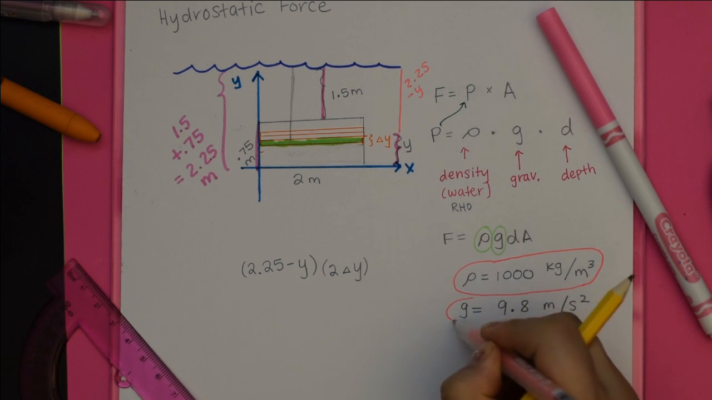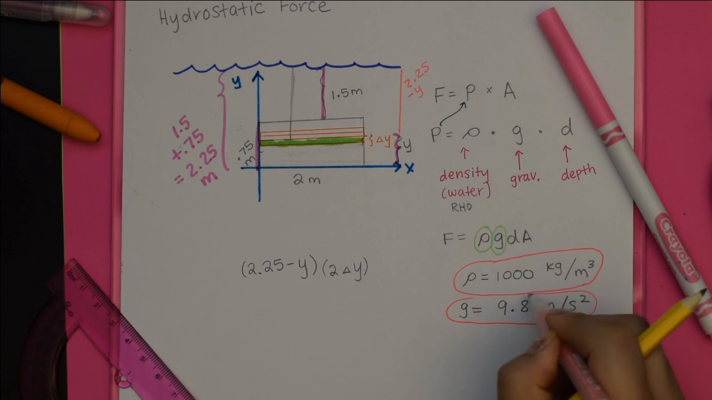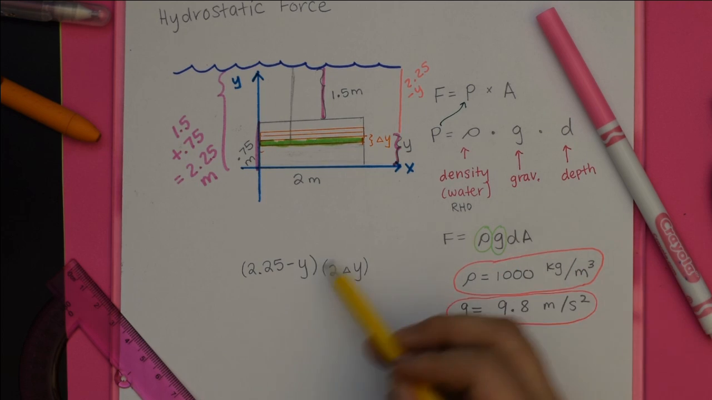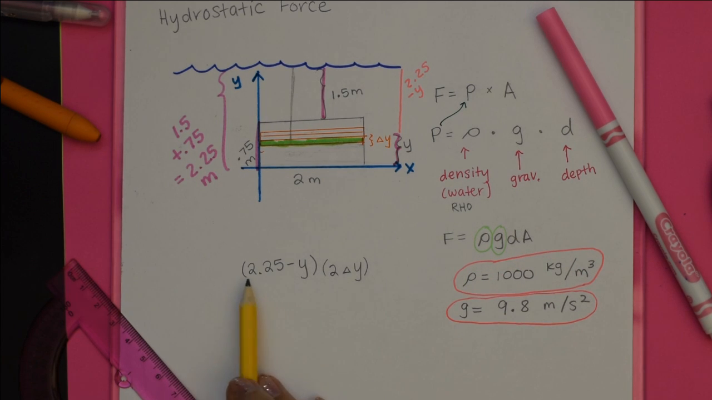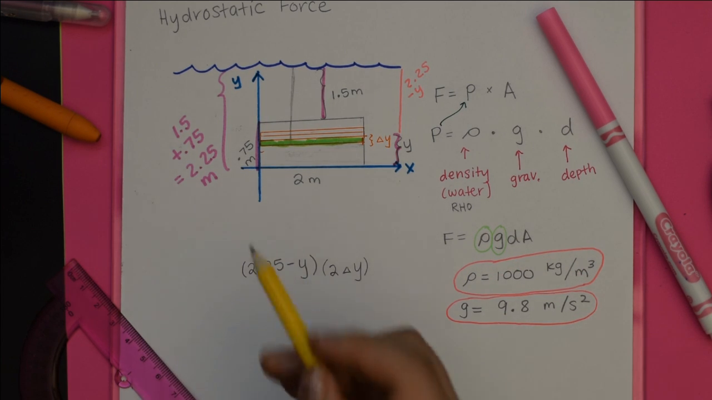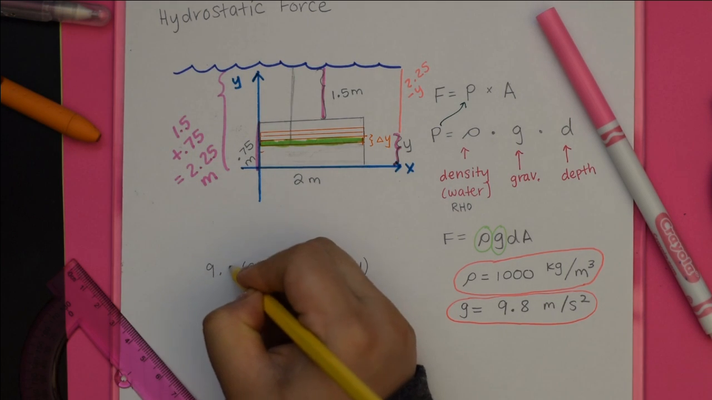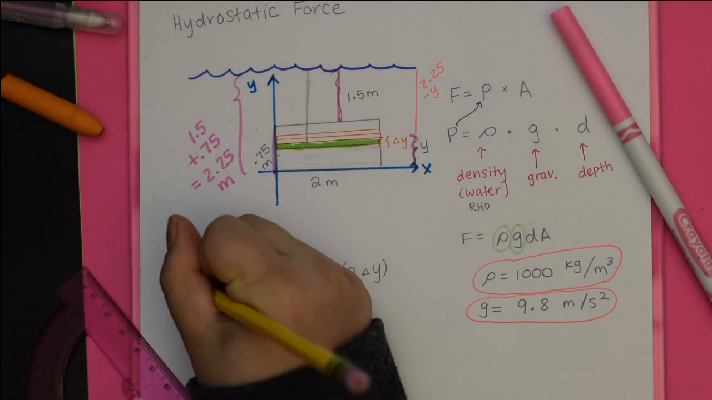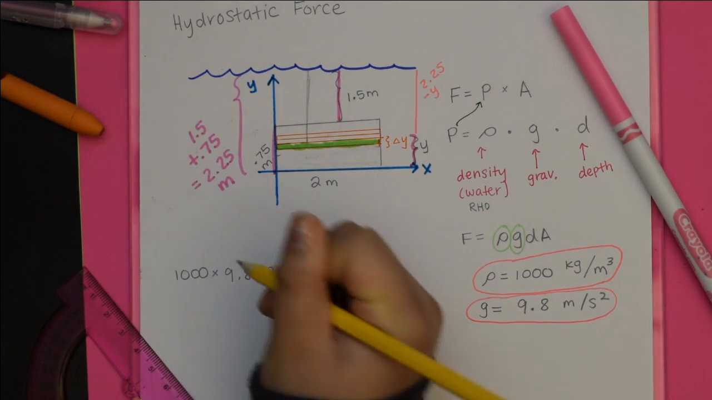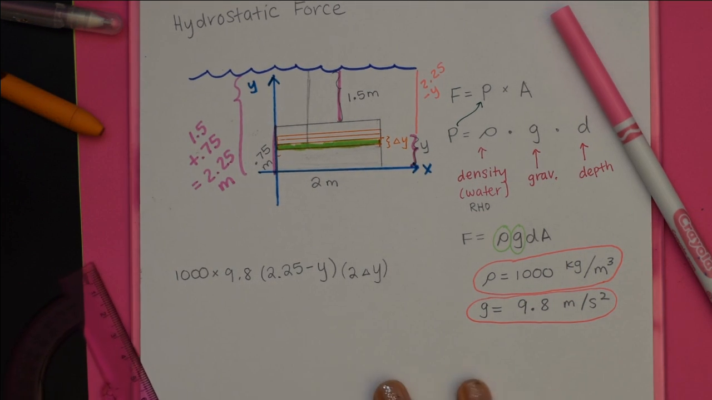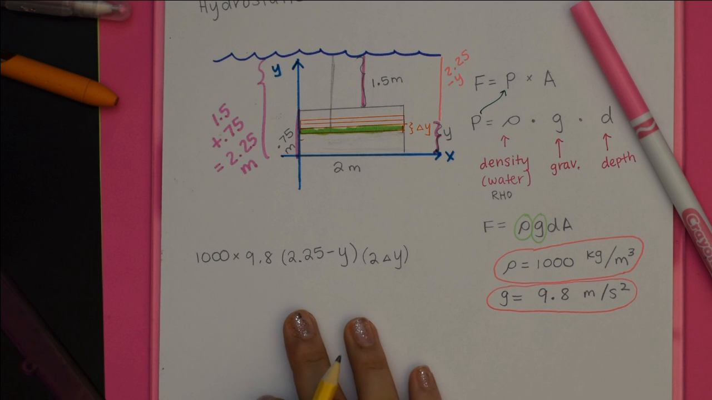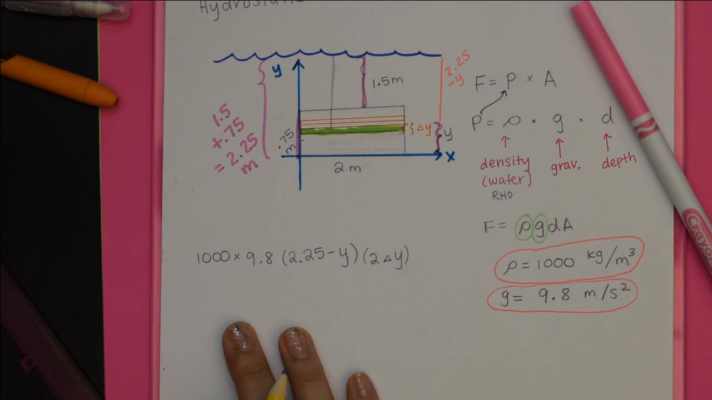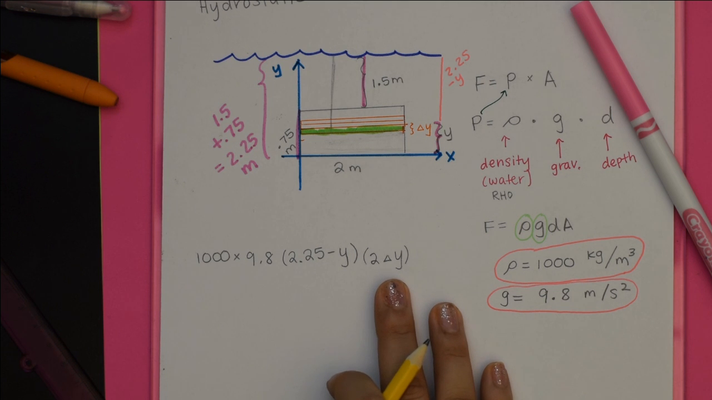Okay, so I'm just going to plug those in. So we have A, I'm kind of doing it backwards, but A, D, G is 9.8, and rho is 1,000. Okay, so this is the force on one particular rectangle, just an arbitrary one.